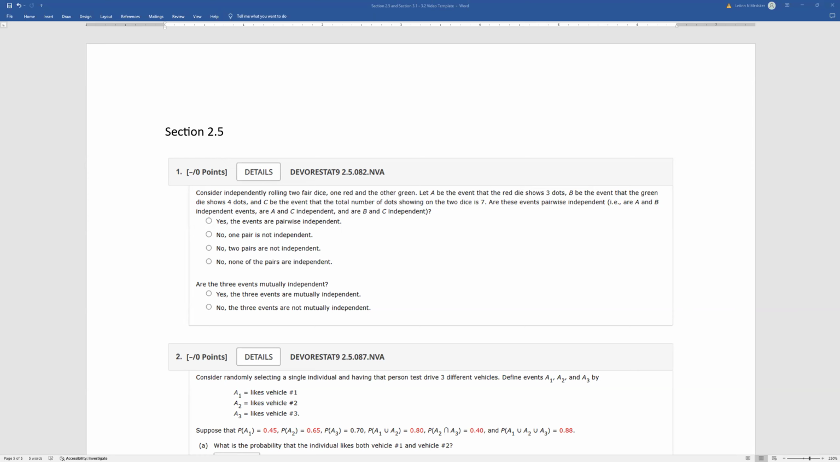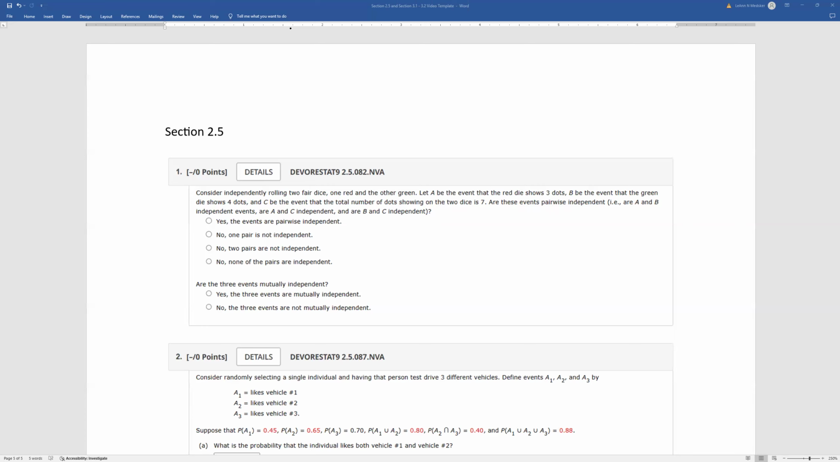It says, consider independently rolling two fair dice. One is red and the other is green. Let A be the event that the red die shows 3 dots, B be the event that the green die shows 4 dots, and C be the event that the total number of dots showing on the two dice is 7. So that means adding the dots together. Are these events pairwise independent, which means are A and B independent of each other, A and C independent of each other, and B and C independent of each other?